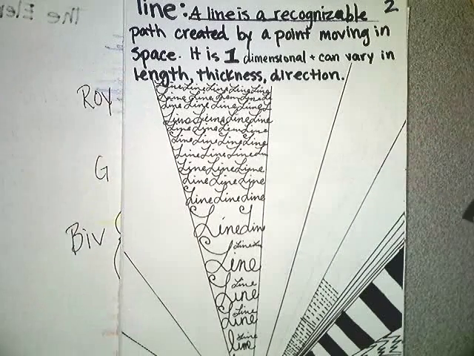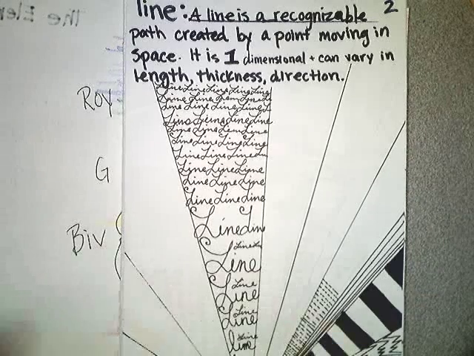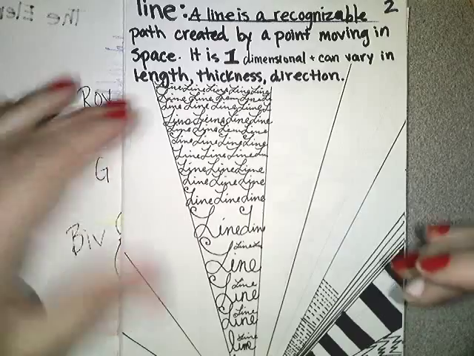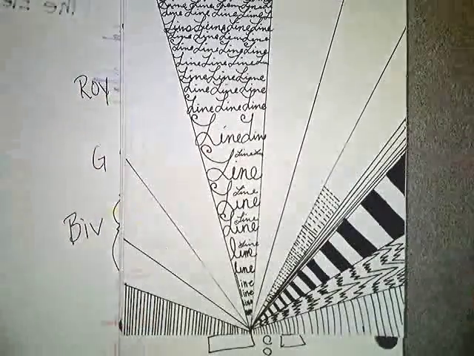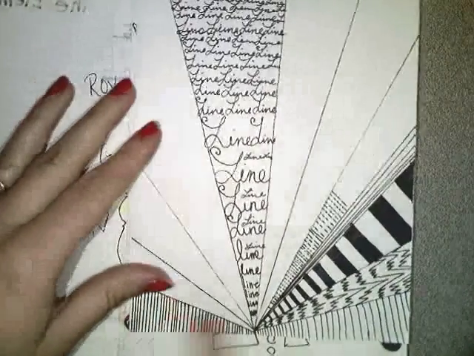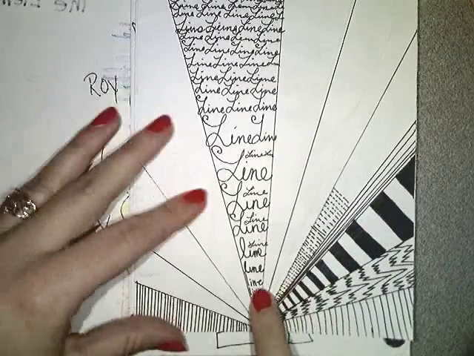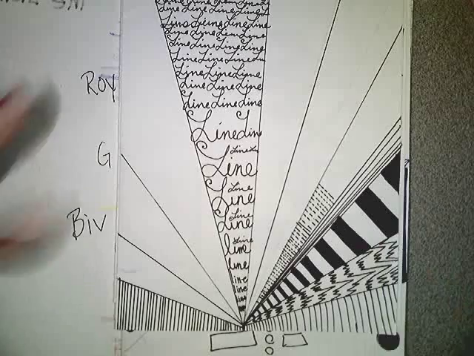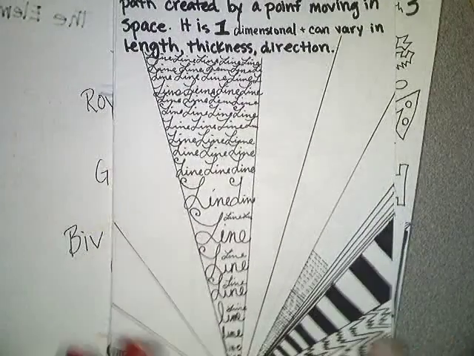Okay, a line is a recognizable path created by a moving point in space, okay? It is one-dimensional, can vary in length, thickness, and direction. So if you don't know what to do, you could do a bunch of line patterns on yours. I was just showing my kids all these other types of designs I can do with just one line. Dotted lines, horizontal, vertical, thick, thin, zigzag, curvy, whatever. Okay, so line, that's the basic element.